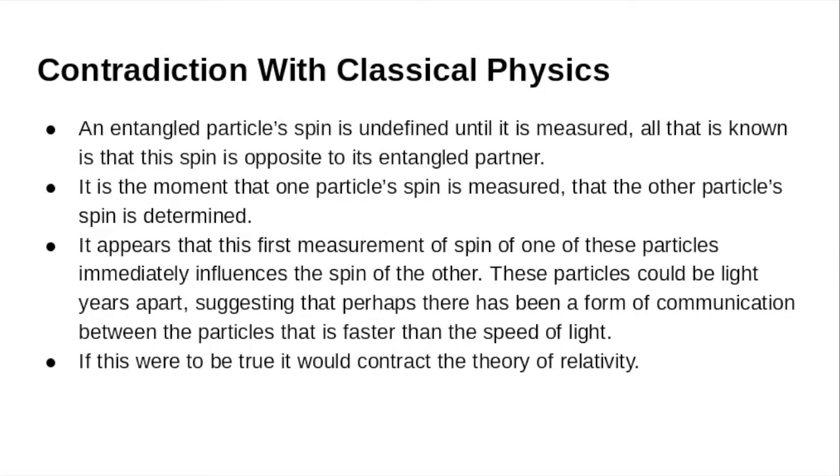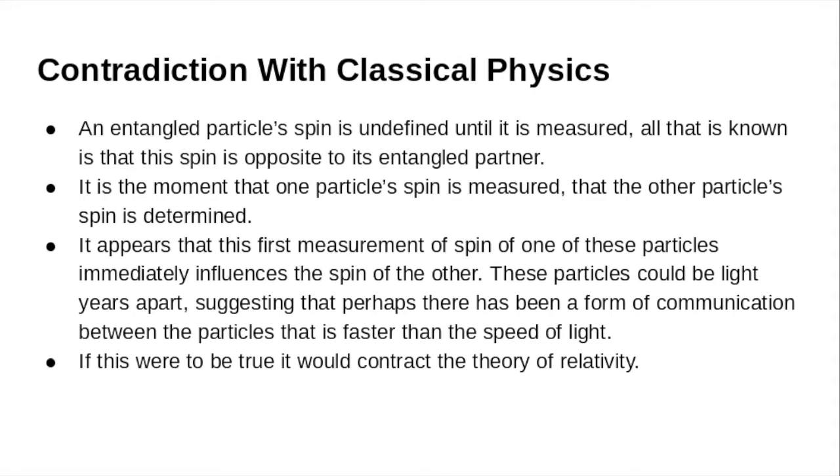The contradiction with classical physics. An entangled particle's spin is undefined until it is measured. All that is known is that the spin is opposite to its entangled partner. It is the moment that one particle's spin is measured that the other particle's spin is determined.